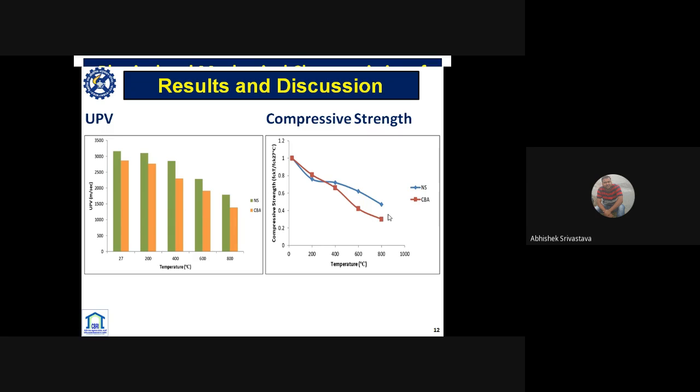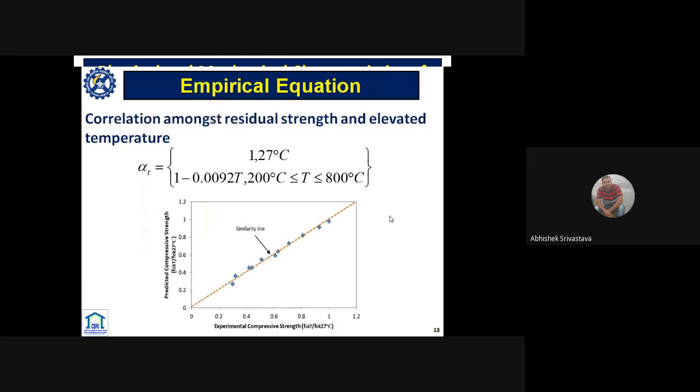However, at higher elevated temperature, the strength of CBA mortar mixes is lower than that of natural sand. This is because of the higher porosity of CBA mixes, and as we know, porosity bears an inverse relationship with compressive strength. So due to the higher porosity of the CBA mortar mixes, the residual strength of mortar mixes at elevated temperature is low.